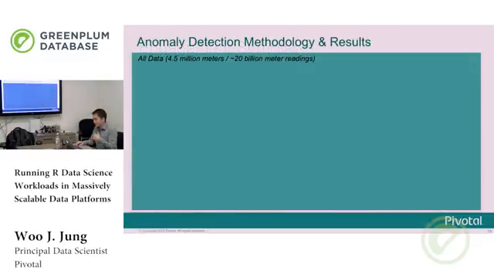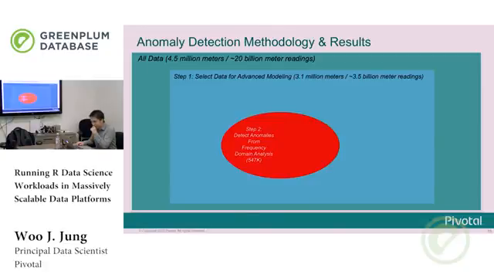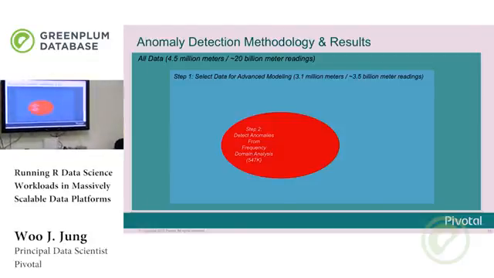Now, to give you a little more background on how we went about this, we started by looking at all data from all meters, so 4.5 million meters from about 20 billion meter readings. Then we needed to do some filtering and data cleansing, which landed us at about 3.1 million meters or 3.5 billion meter readings. The first thing we did was run a fast Fourier transform analysis on the data to detect anomalies. That identified about 500,000 potentially anomalous meters in the network.